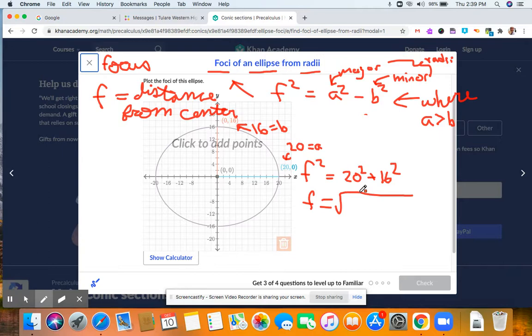20 squared, I've got my calculator here, 400 of course. Oh, what did I do wrong? What's wrong with my equation? It's a minus sign right there. There we go, minus sign, yes. And 16 squared, 256. 400 minus 256 is 144. I know what the square root of 144 is. Do you?